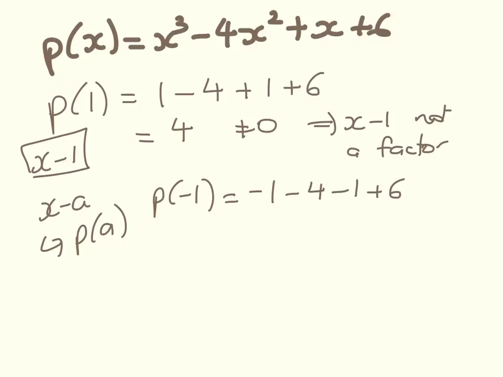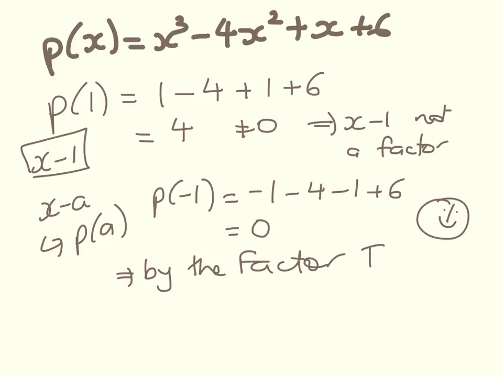Just remember to be really careful with your powers when you've got odd numbers. Okay, now that does give me 0. So that makes me happy. That means that I've found my first factor. So we need to explain that by the factor theorem, this tells me that x plus 1 is a factor. And that's the big clue that we need to proceed.